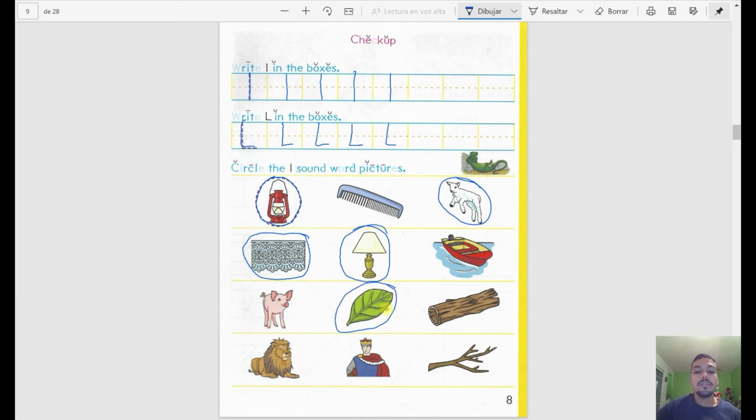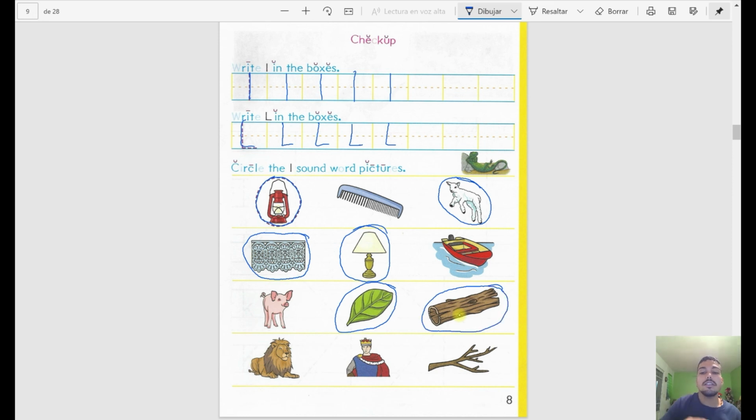Very good. Muy bien. The next one here, this is a log. Log has the sound ooh. Log, it has the sound. Tiene sonido, log. Yes, very good. Log has it too, so we have to circle it.